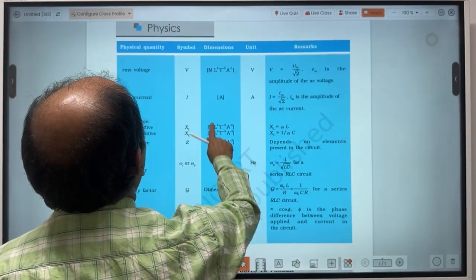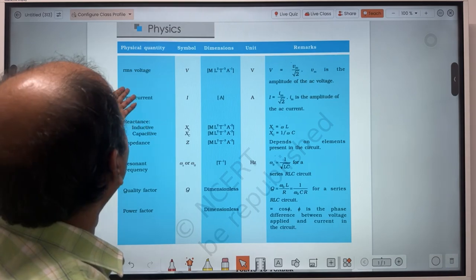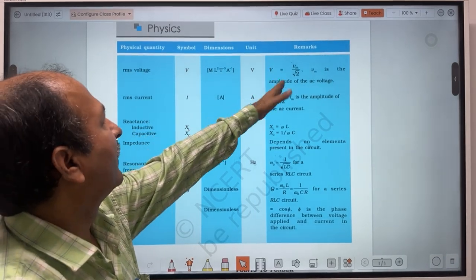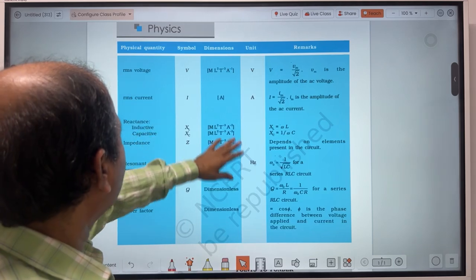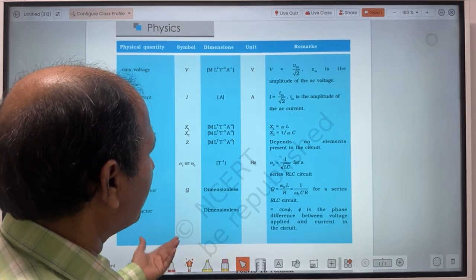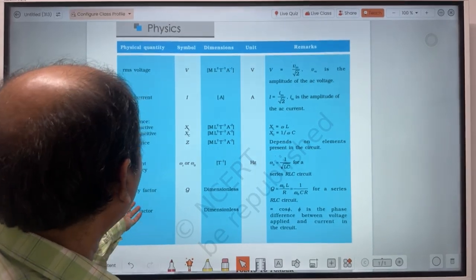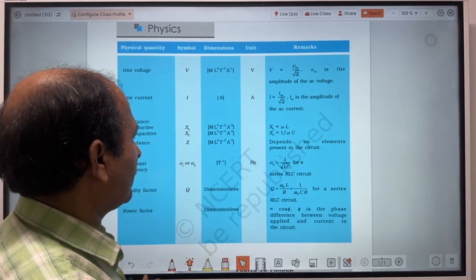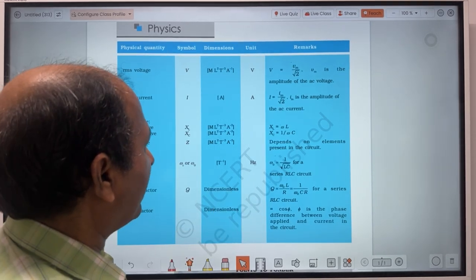So we have seen the complete summary here. RMS voltage is V, its dimension is given, and we can find its expression. RMS current is given. These all things are important for your exam purpose. Here, even quality factor is evaluated. It was earlier in your syllabus, but now it is removed.